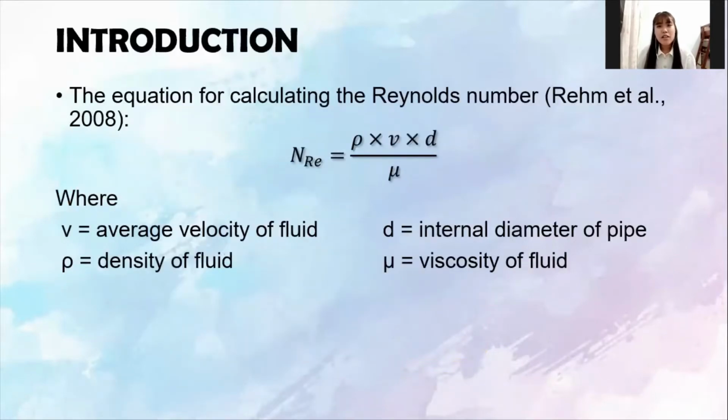The Reynolds number can be calculated by using the equation shown on the slide. V is the velocity, D is the diameter of the pipe, rho is the density of the fluid, and mu is the viscosity of the fluid.